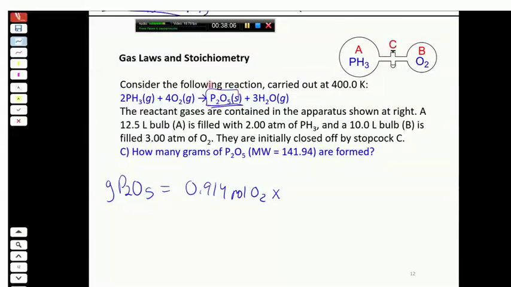So we see that this has a coefficient of 1, so there's 1 mole of P2O5 formed for every 4 moles of O2 that reacts. So this is just mole ratios, nothing different about it.